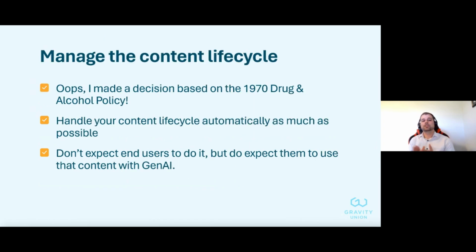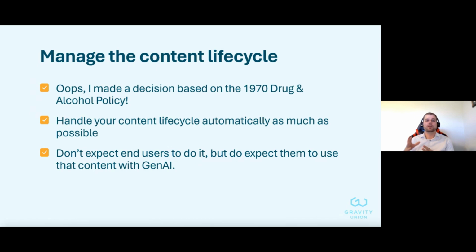We also want to make sure that we are managing that content life cycle, right? It would be terrible if you made a decision based on that 1970 drug and alcohol policy, right? It's probably not relevant today. Likely things have changed since then. But if somebody is finding that, or Gen AI is bringing that up, that could be a problem, right?